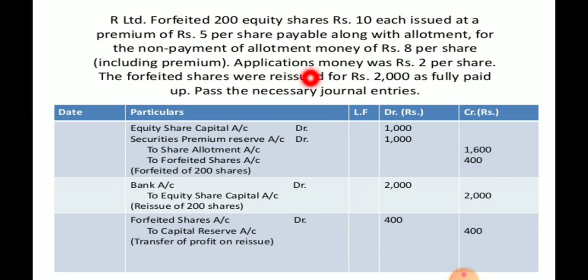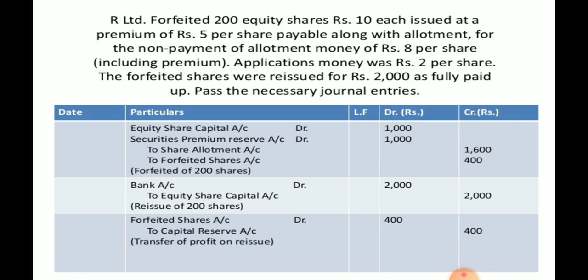Here they are saying that the premium is payable along with the allotment. For non-payment of allotment money of rupees 8, that is 3 rupees of allotment and 5 rupees of premium, the share will be forfeited. Application money was 2 per share, so called up money is 5 rupees, and the forfeited shares were reissued at rupees 2000 as fully paid up shares.